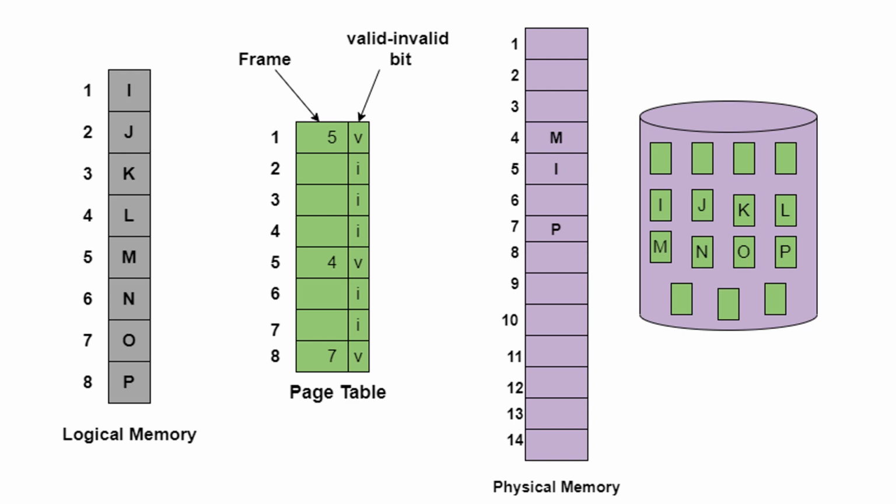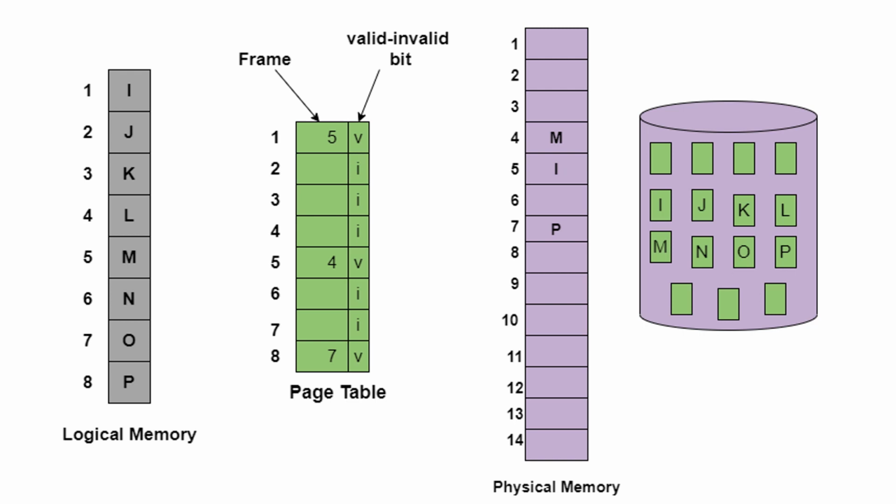In logical memory, in first place we have I, second place J, third place K, fourth place L, fifth place M, sixth place N, seventh place O, and eighth place P. In physical memory, in fourth frame we have M, and fifth frame we have I, and seventh frame we have P.